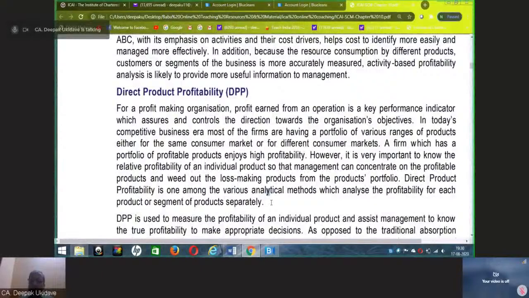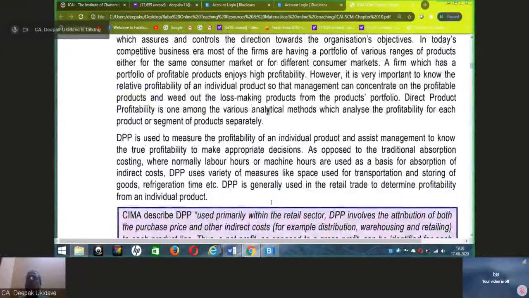DPP uses a variety of measures like space used for transportation, storing of goods, refrigeration time, etc. Some goods may require special storage in terms of refrigerated van, in terms of cold storage facility. Some products may require a general storage. So accordingly, when we are doing the product costing, you cannot apply the same electricity cost or the storage cost to all the products using the same basis. It has to be different according to the need of different facilities or activities. So DPP has a base of activity-based costing.